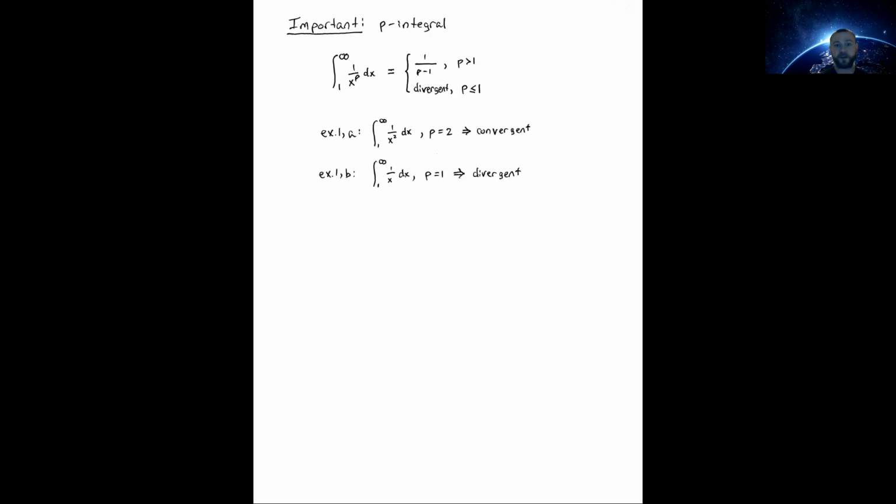All right, so if we review the previous two examples, parts A and B, example 1a was the case where the power p was 2. Our function was 1 over x squared. Since 2 is greater than 1, that's a convergent integral by our p integral test. Example 1b is where the p value, the power, is 1 over x. Since the value for p equals 1 in this case, this is divergent by the above p integral.